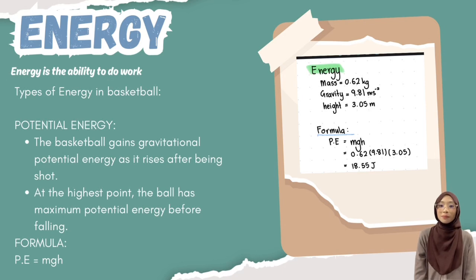Now, let's talk about potential energy. For this scenario, we have an object with a mass of 0.62 kg placed at a height of 3.05 m under the influence of gravity at 9.81. Since the object is lifted to a certain height, it stores potential energy. The formula we use is PE equals mgh, where we multiply mass, gravity, and height together. Plugging in our values, we multiply 0.62 by 9.81 and then by 3.05. After calculating, we find that the total energy stored is 18.55 J.